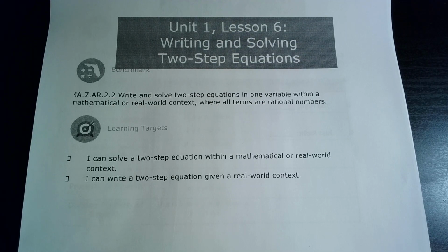All right, so the standard for this is we're going to write and solve two-step equations with one variable with mathematical or real-world context where all the terms are rational numbers. Learning targets: you are going to be able to solve two-step equations with a mathematical or real-world context, and you're going to be able to write a two-step equation given a real-world context.